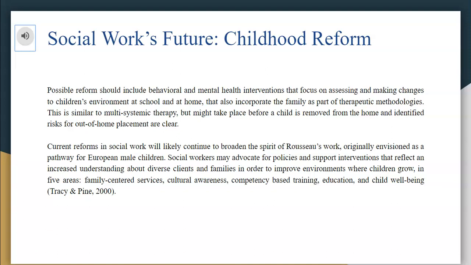Current reforms in social work will likely continue to broaden the spirit of Rousseau's work, originally envisioned as a pathway for European male children. Social workers may advocate for policies and support interventions that reflect and increase understanding about diverse clients and families in order to improve environments where children grow in 5 areas: family-centered services, cultural awareness, competency based training, education, and child well being.